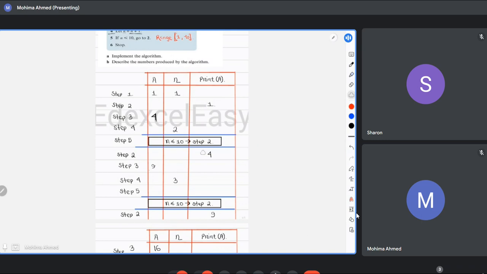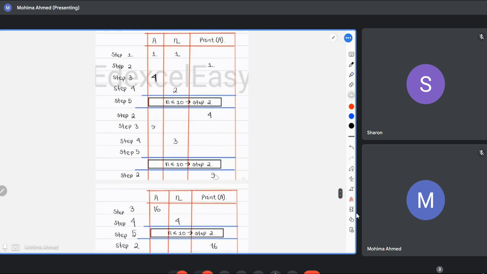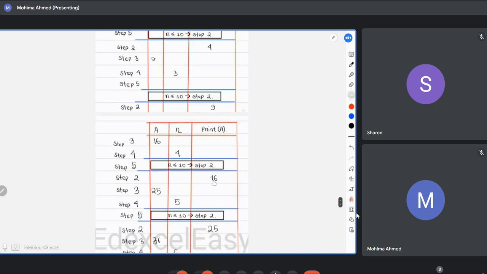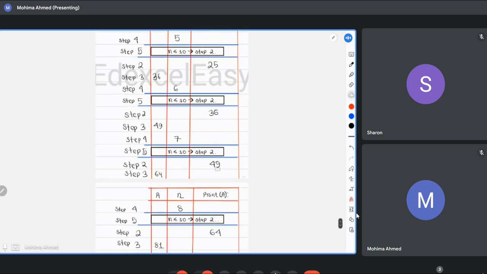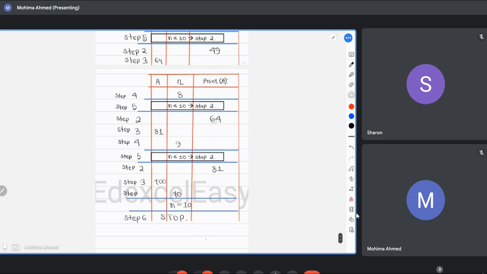So what are the values? 1, that is basically 1 square. 2, 4 is basically 2 square. 3, 3 square is 9. 4 square is 16. Then you have 5 square 25. 6 square 36. And 7 square 49. And then 8 square 64. 81. So that is 9 square 81, right?